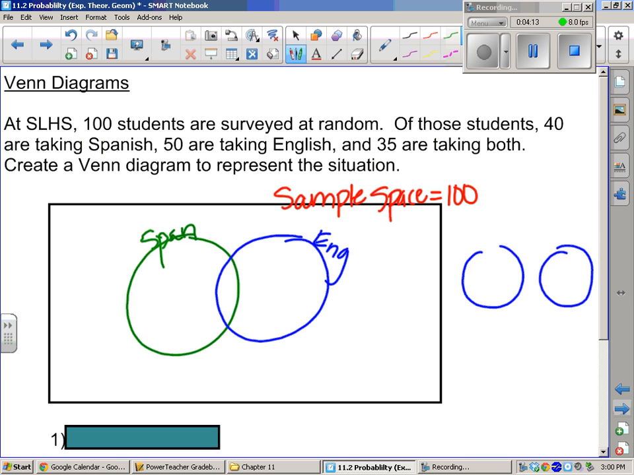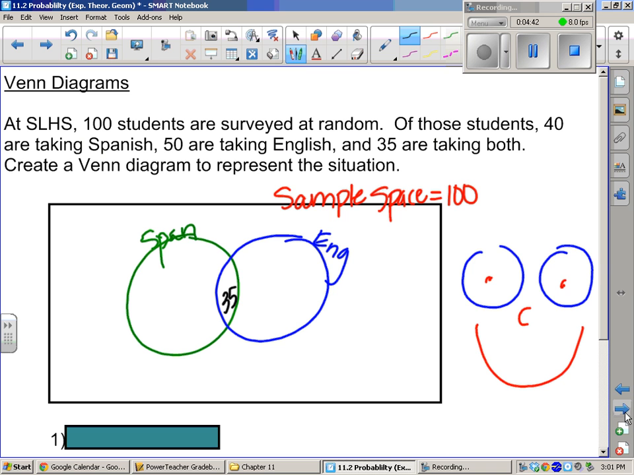So the left side is just Spanish, the right side is English. The middle, where they overlap, is both. We're going to fill in the numbers now. All right, the first part you should fill in is the middle. So 35 are taking both. Okay, now I fill in 50 on this side? No. It has to be a total of 50. We already have 35 in the blue circle. So how many more do you need to make 50?